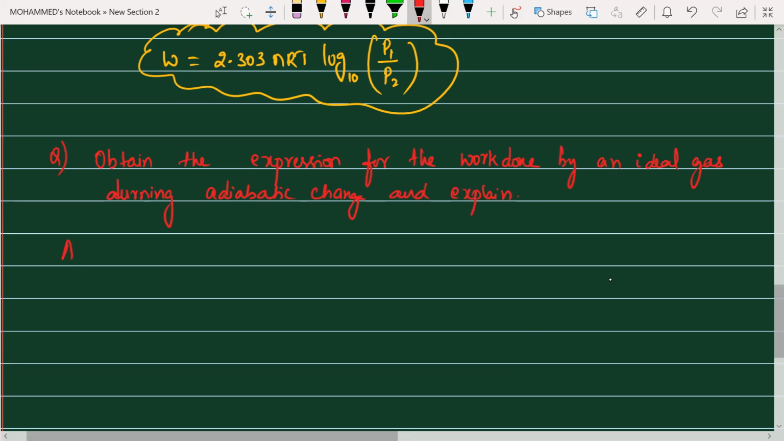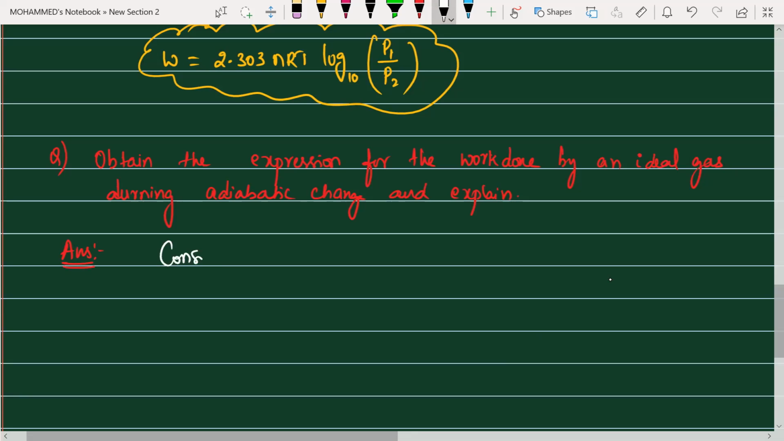Delta Q is 0, sir. Adiabatic process. In the adiabatic process, delta Q will become how much? 0. There is no exchange of heat. Again, he is asking for an ideal gas, beta. So the question is, obtain the expression for the work done by an ideal gas during adiabatic change, and explain it. What do you mean by adiabatic change? In which there is no loss of heat. So delta Q will be equal to 0. There is no exchange of heat.